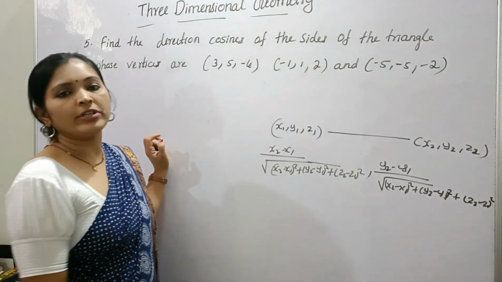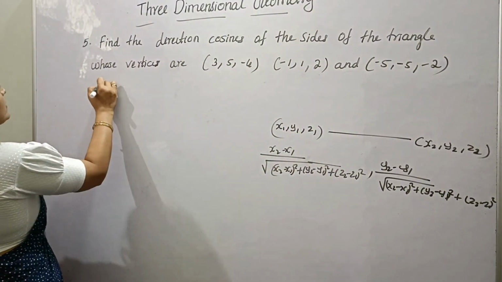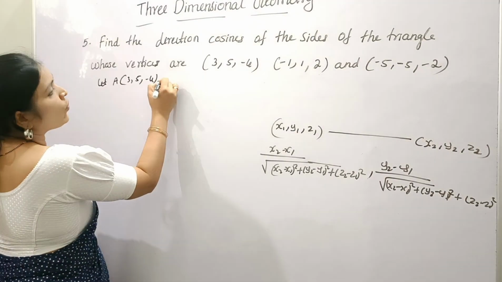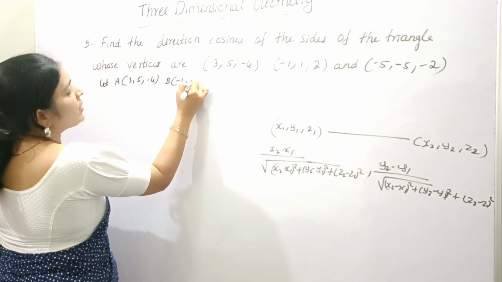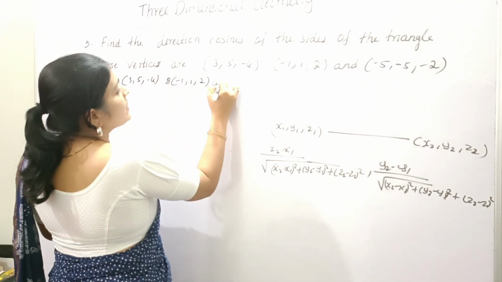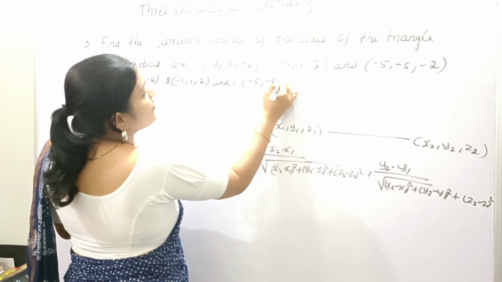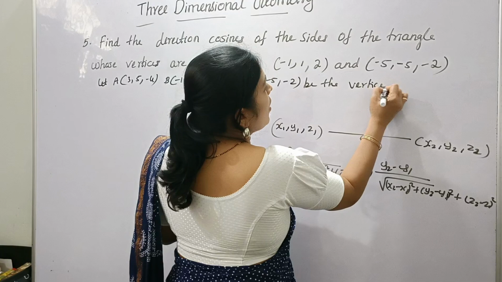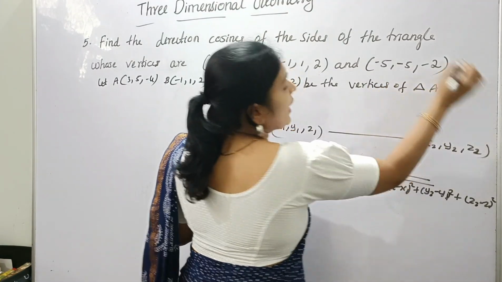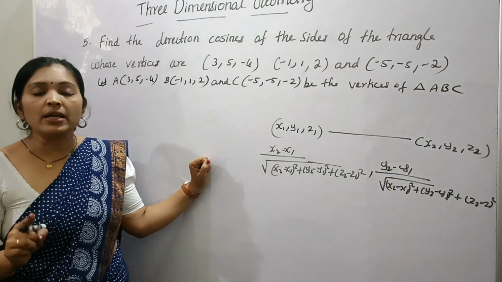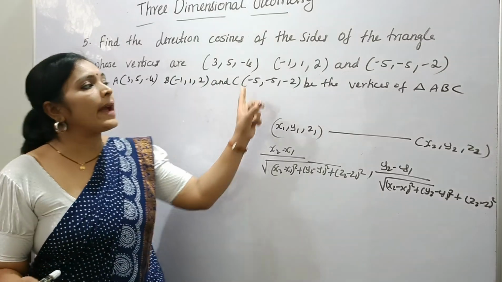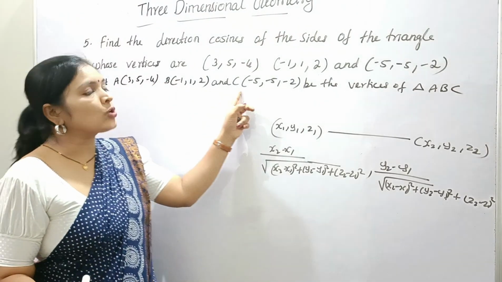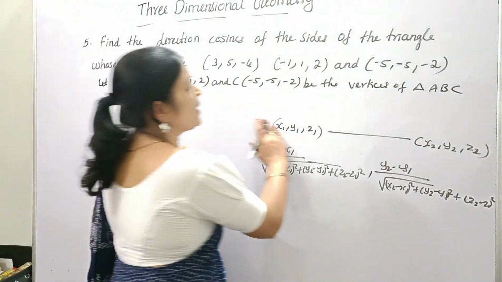These are the vertices of a triangle. Let A(3, 5, -4), B(-1, 1, 2), and C(-5, -2) be the vertices of triangle ABC. Here we have to find the direction cosines of each side of this triangle, that is, the direction cosines of AB, BC, and AC.